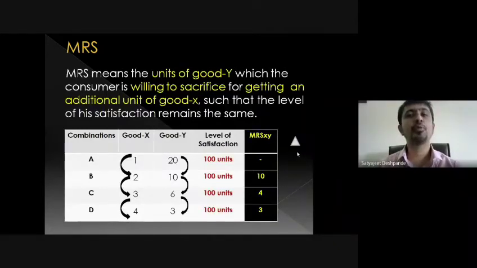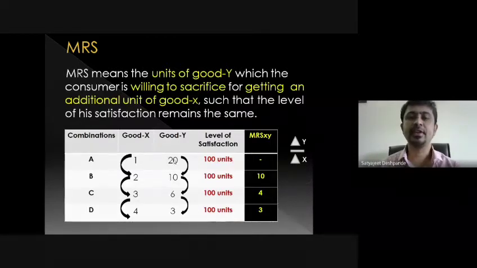And this is the formula for MRS. Delta Y, that means change in the units of Y, upon delta X, change in the units of X. So when we go from A to B, what is the change in the units of Y? It is 10. From 20, we are coming to 10.